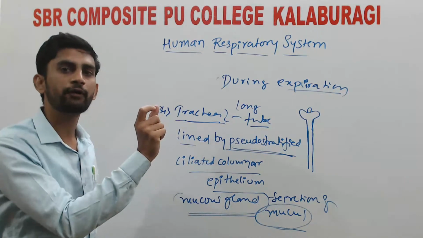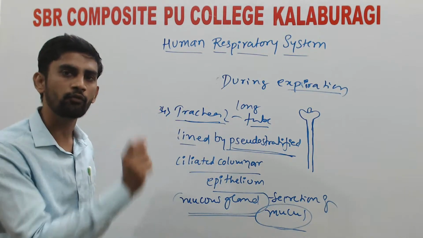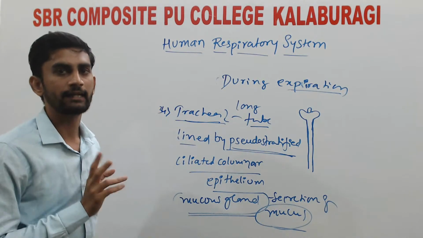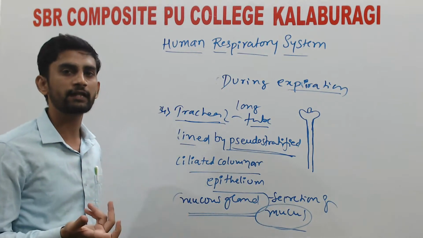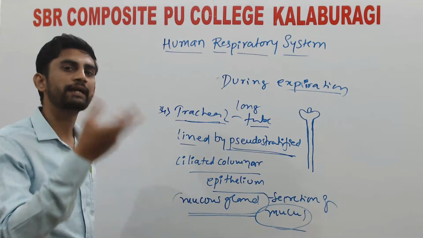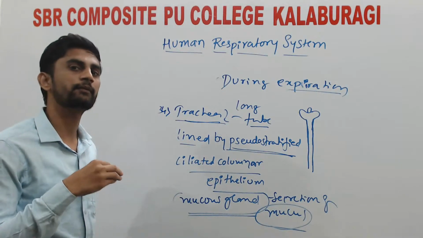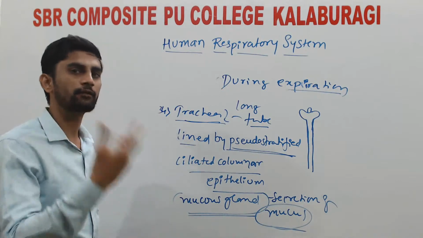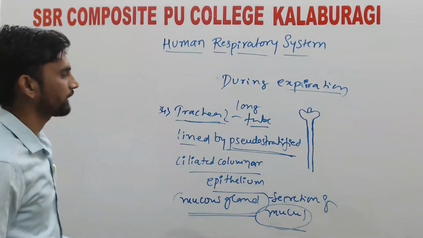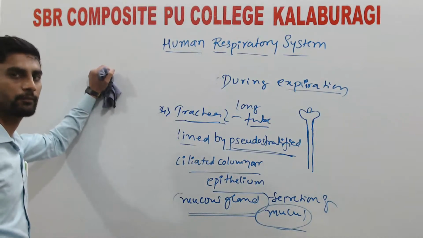So this is the main important pipe. The primary function is conduction of air, or movement of air towards the lungs, and the second function, by the presence of mucus glands, is trapping the dust particles and expelling them out of the body. This is nothing but in the form of mucus. Along with that mucus, it will be expelled out of the body. So this is the one-line information about trachea.